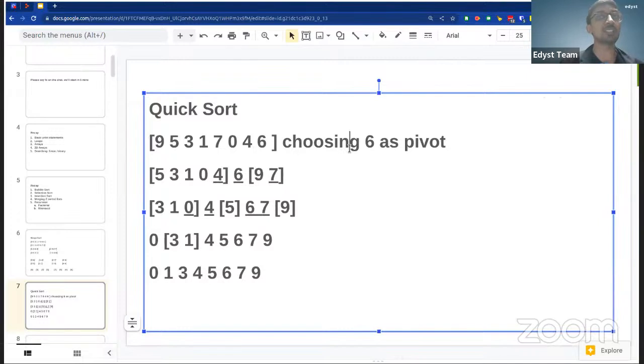Just this logic is enough for you to understand. You don't need to actually understand the code over here. If you want to know the code, it's mentioned in the EDYST platform. You can check it. But at least note down this logic. Make sure you mark which is the pivot at each point.